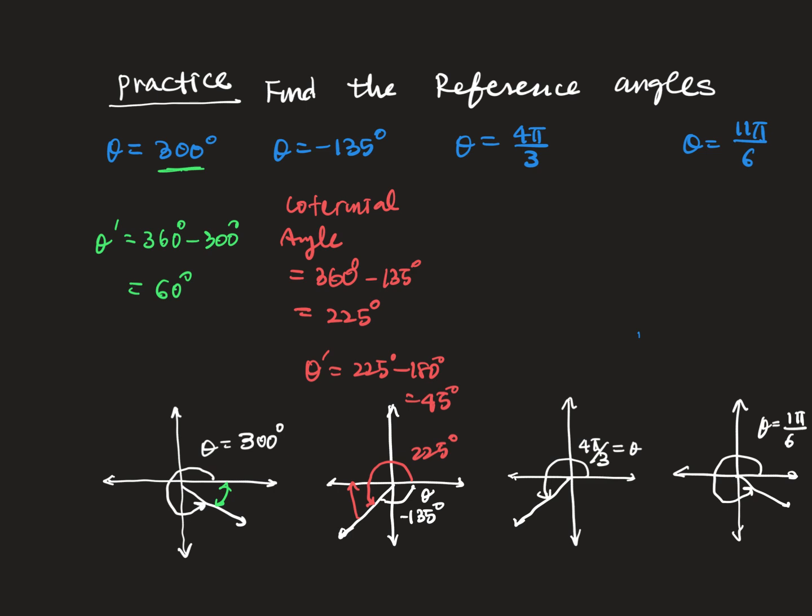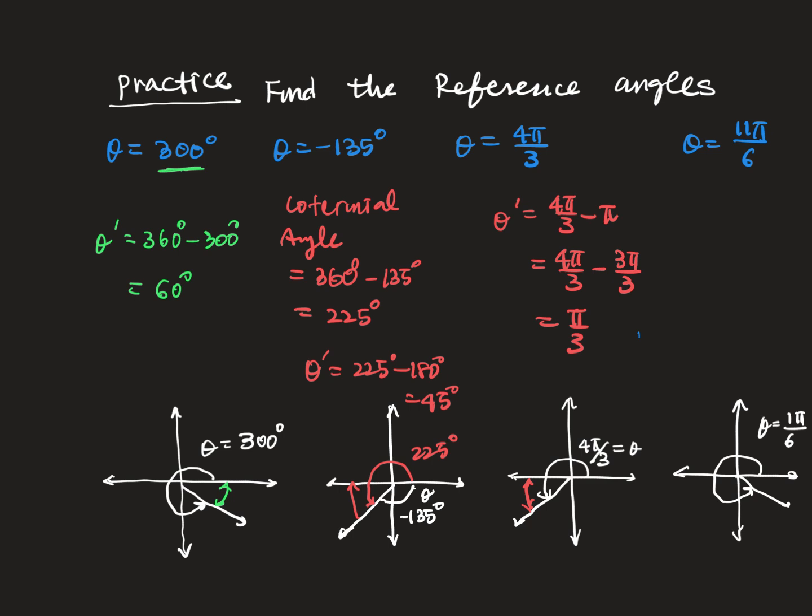How about 4 pi over 3? That's quadrant 3, same thing, right? Quadrant 3 in radians. We're looking for this angle. So theta prime is 4 pi over 3 minus pi, which is 4 pi over 3 minus 3 pi over 3. That's pi over 3. That's how you find it.